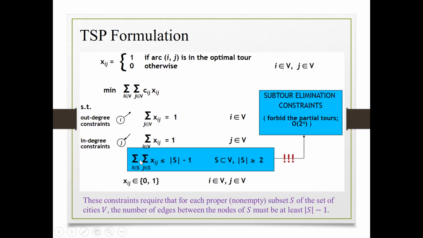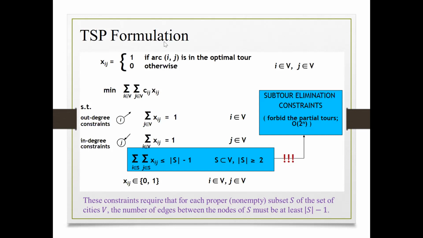Now I have to add the constraint in this blue box. What does this constraint tell me? This constraint was proposed by 3 people, DFJ, Dantzig, Fulkerson, Johnson. You can look them up on Wikipedia. So it's known as the DFJ constraint or the subtour elimination constraint. And what does it say? It says that for every set S, say that we have a set S.